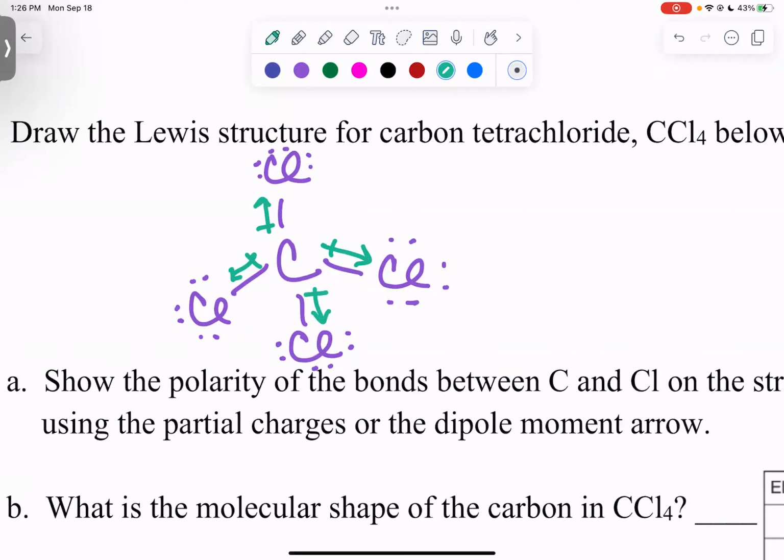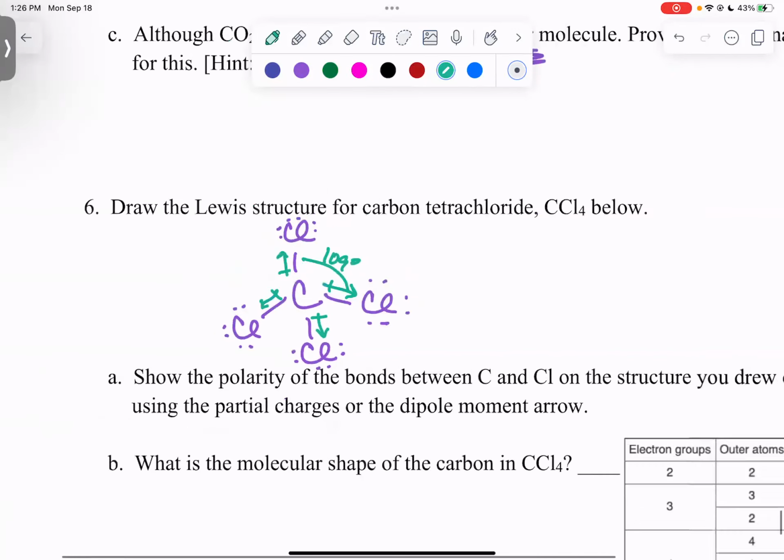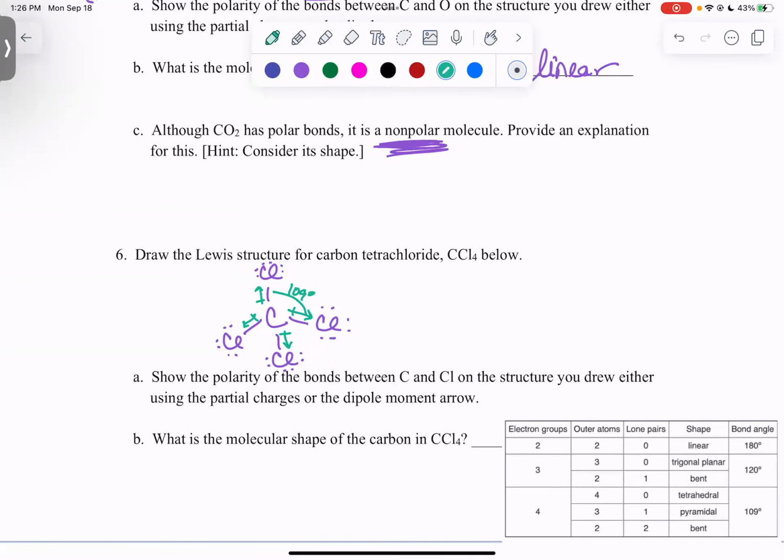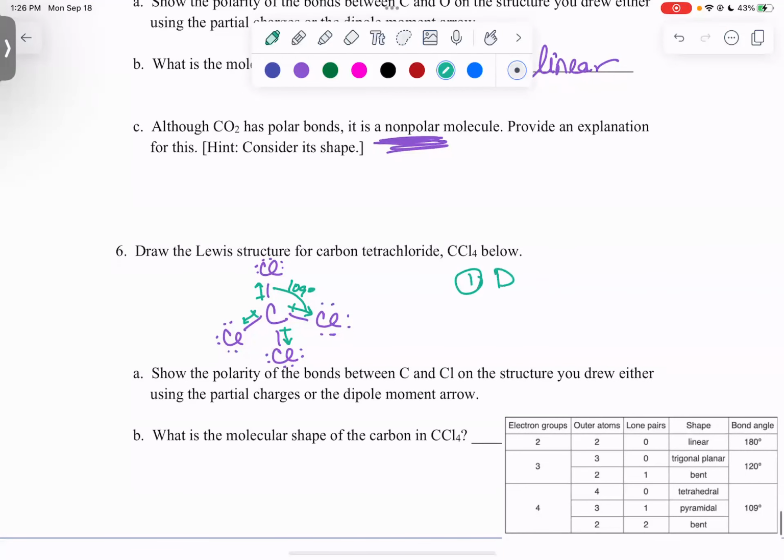So basically what's happening is that the carbon is getting pulled in 4 different directions, but all 4 directions oppose one another equally. Because remember, this bond angle was 109 degrees. Every single bond angle is 109 degrees. So do the bonds have polarity? Yes, we have polar bonds. So that's the question: do we have polar bonds?